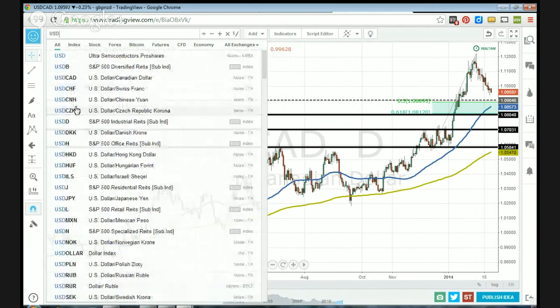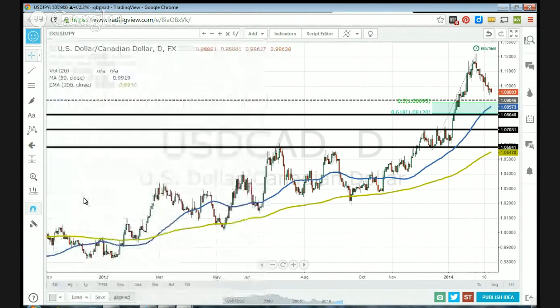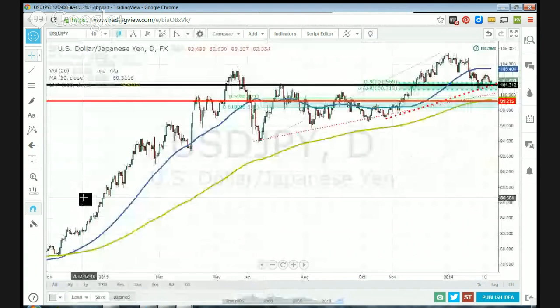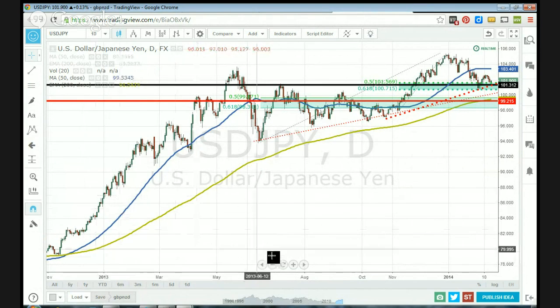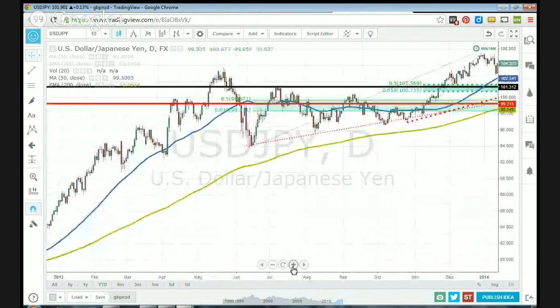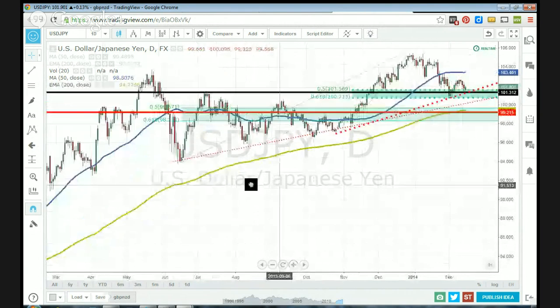Dollar Canada now. Dollar yen. Okay. This is also looking pretty good. Dollar yen. Is it time to go long? Let me zoom in a little bit. I was thinking of whether I found the candlesticks to be sufficient.